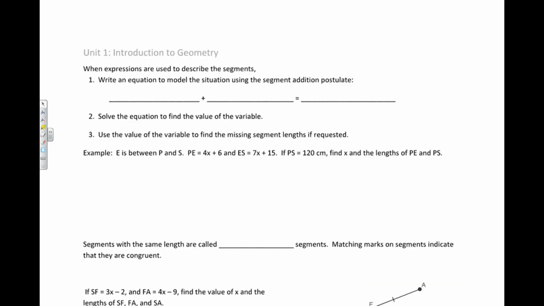So moving right along, just to summarize again, when we're talking about the segment addition postulate, it's always a part plus a part equals the whole. Part plus part equals whole. We then plug in the things that we do know, and we start solving for the variable. And once we have the variable, we can plug that variable back in to find missing segment lengths if required. So let's take a look here at this example.